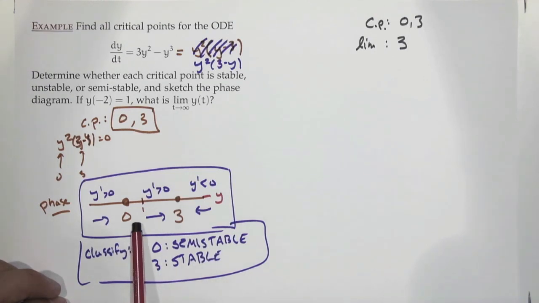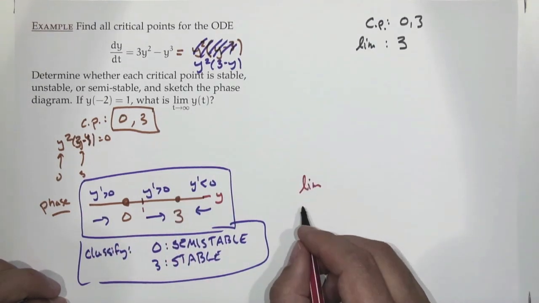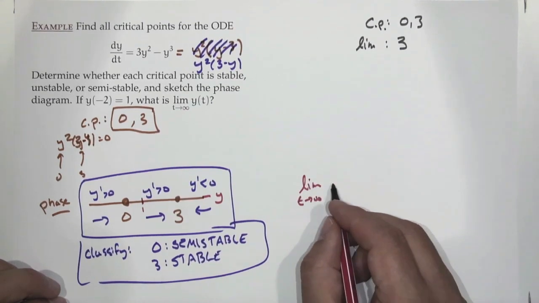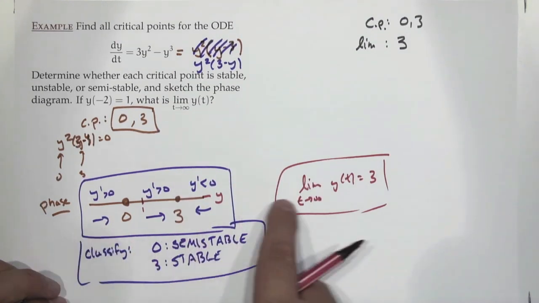Now look at the phase diagram. What's going to happen? What does it tell me, the phase diagram? Between 0 and 3, you move up to where? You're going to keep going until you get close to 3. So the limit as t goes to infinity of y of t is 3. So it comes off the phase diagram.